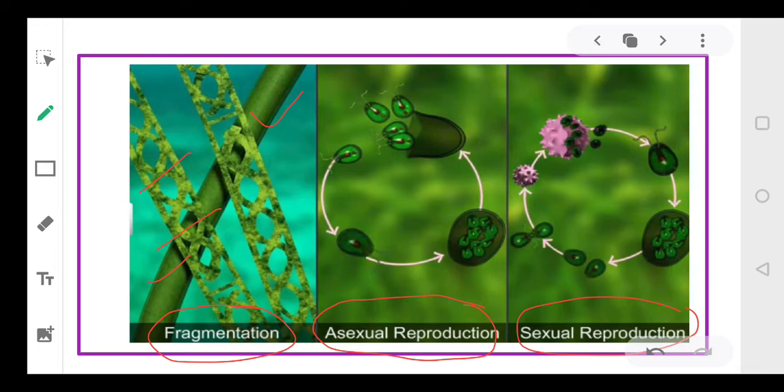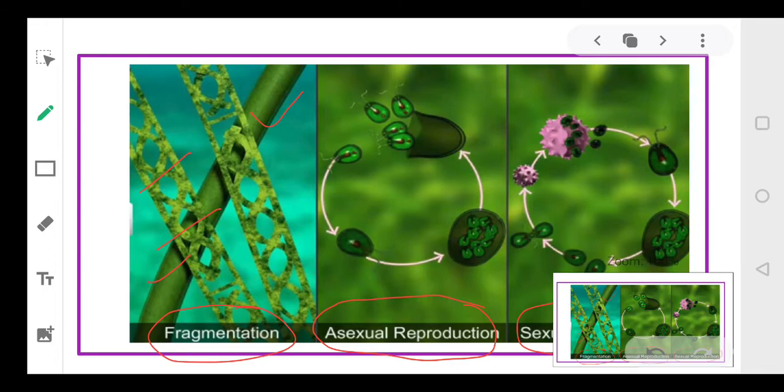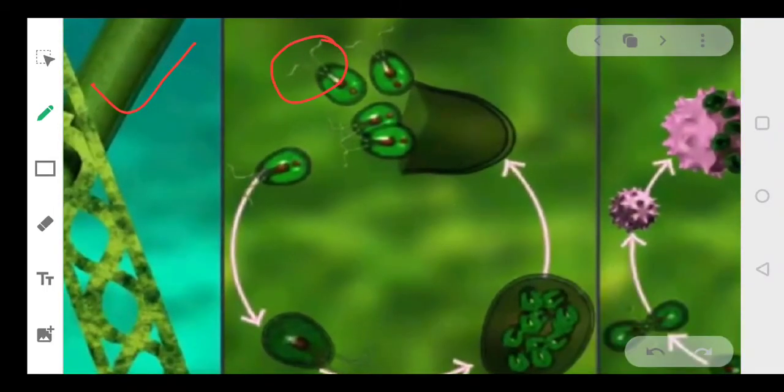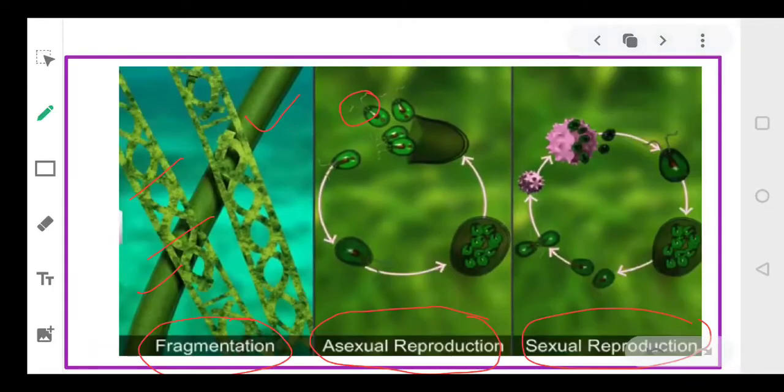Asexual reproduction is by forming flagellated spores, which are called zoospores. Sexual reproduction is by forming different kinds of gametes. The male will form the male gamete, the female will form the female gamete, and both gametes will fuse to form the zygote. These gametes can be of the same size, which is called isogamous, of different sizes, which is called anisogamous, or they can be oogamous. So 3 types of reproduction are found in the Chlorophyceae.